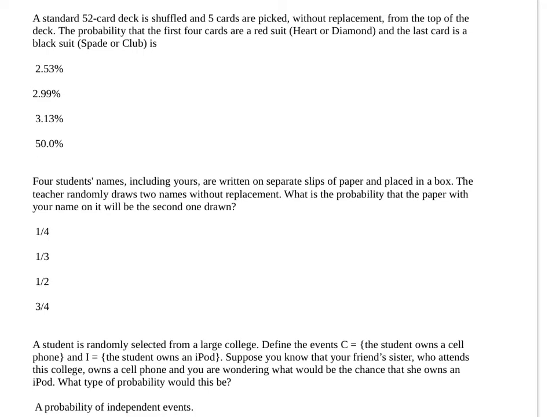A standard 52 card deck is shuffled and 5 cards are picked without replacement from the top of the deck. The probability that the first 4 cards are a red suit, heart or diamond, and the last card is a black suit, which is a spade or club, is what? Now, really important here is we're picking these without replacement. So we pick out a card and we're not going to put it back in the deck.